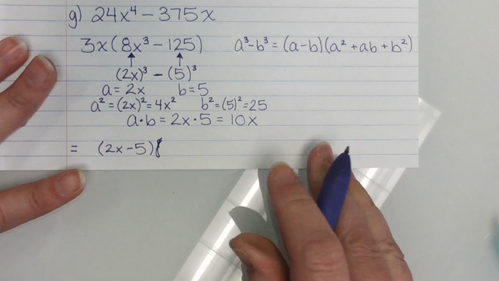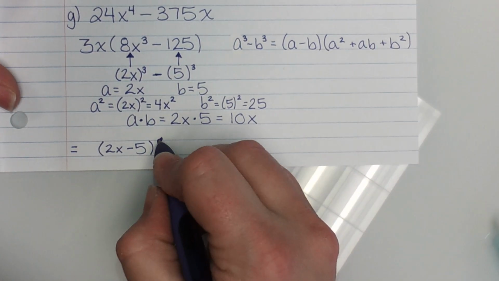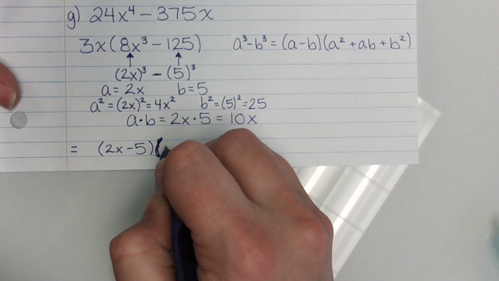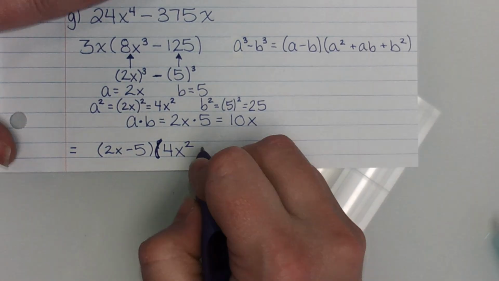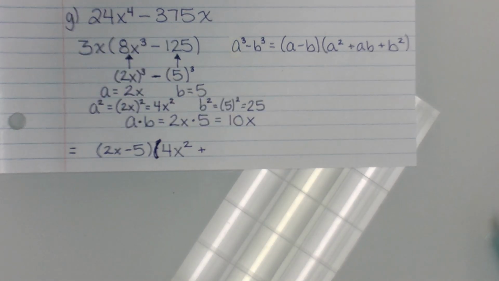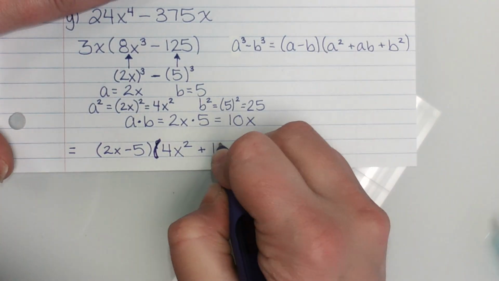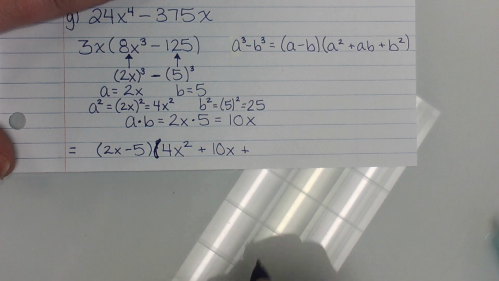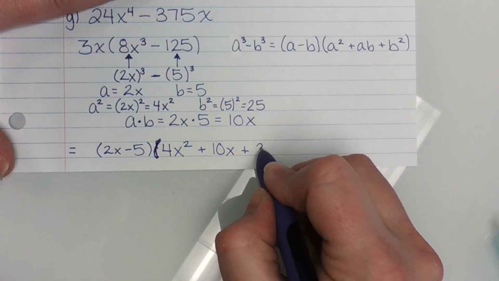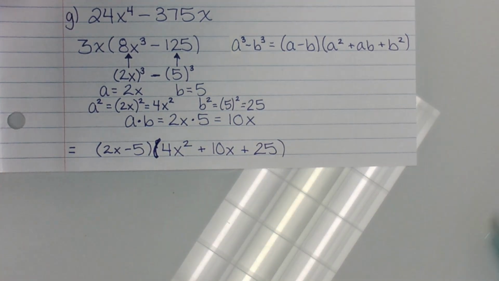Second parentheses starts a squared. We calculated that already. It was 4x squared. Then it says to do plus a times b. 10x. Then it says to do plus b squared. 25. Be careful that you're grabbing the correct things.